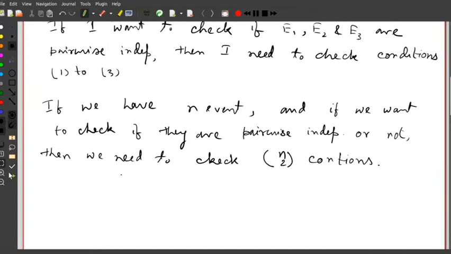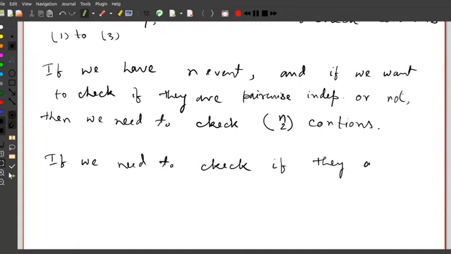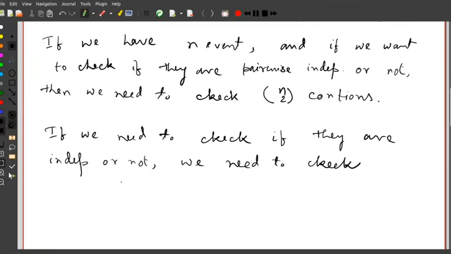But when I need to check if they are mutually independent or not, we need to check how many conditions we need to check. We need to check basically 2 to the power n minus 1 conditions. And you can understand from where this quantity came.